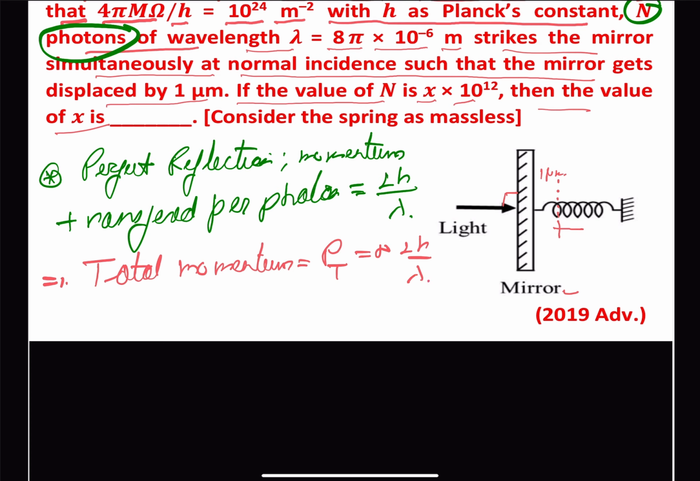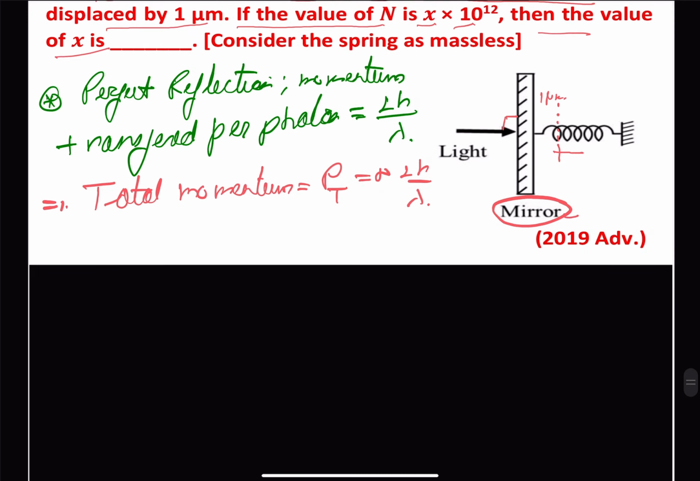And now this is nothing but a mass, which is a combination of our photon, and the spring is given as massless, so we can consider it as a spring mass SHM. And for that we are going to find out what will be the value of our maximum momentum.